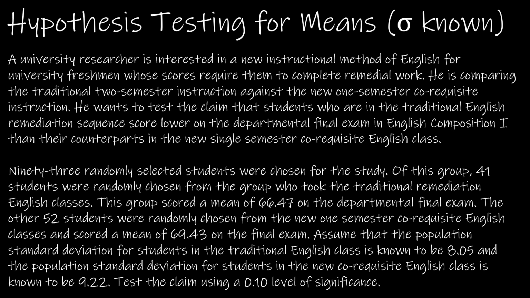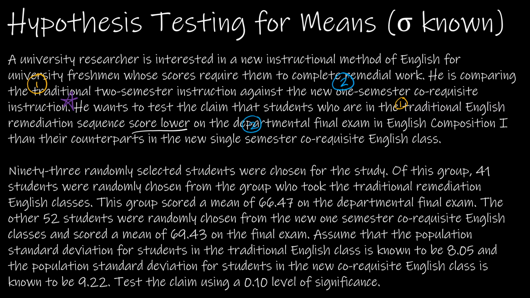A university researcher is interested in a new instructional method for English for university freshmen whose scores require them to complete remedial work. He is comparing the traditional two-semester instruction. We're going to call the traditional two-semester instruction our first sample against the new one-semester co-requisite instruction. He wants to test the claim, so here's where we hone in. It's going to tell us what we are testing. He wants to test the claim that students who are in the traditional English remediation, which was, remember, 1, score lower than those in the new co-requisite course.